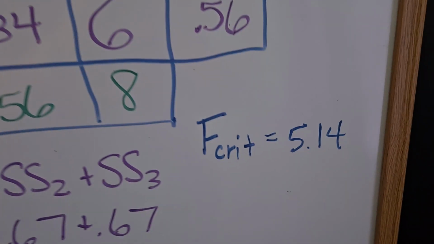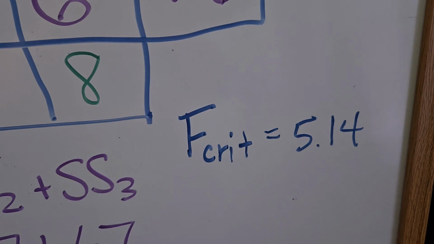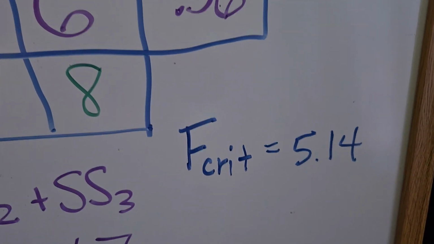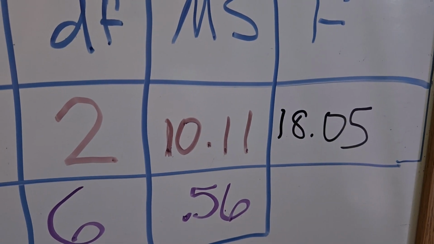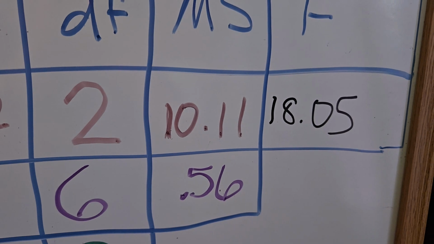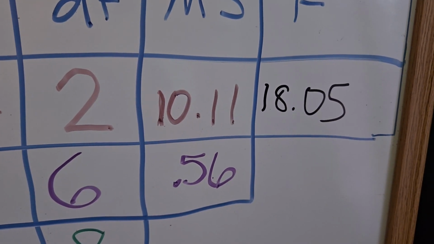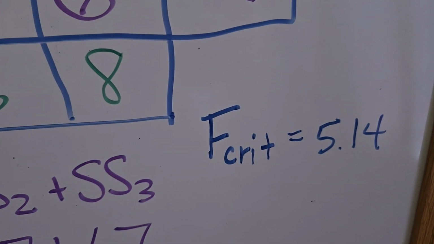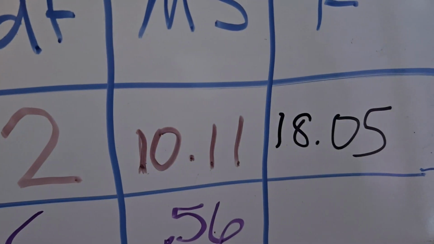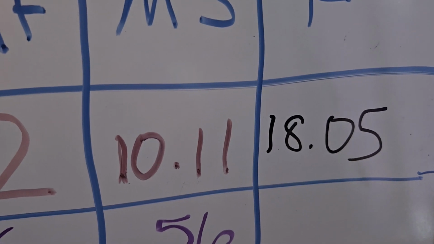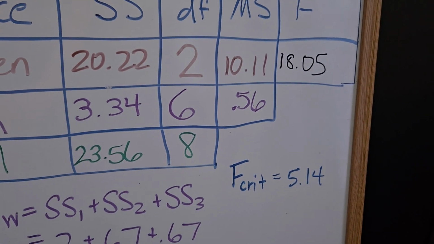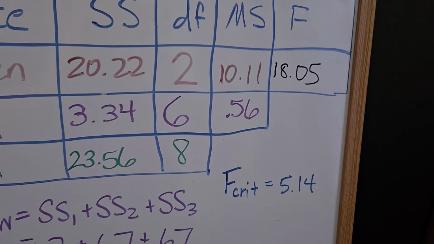All right. So our critical F, and we often abbreviate it this way, F with a little subscript that says crit. Our critical F is 5.14. Our F is 18.05. What does that mean? For your F to be statistically significant, it has to be higher than your critical F. So in this case, our critical F is lower than our actual F ratio, or you can say our F ratio exceeds the critical F. So that means we have a statistically significant F ratio.